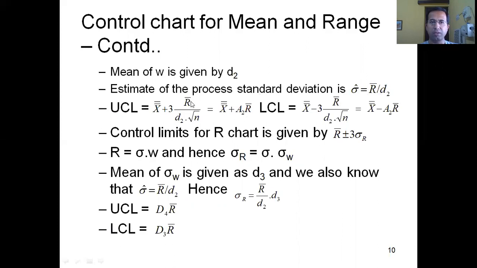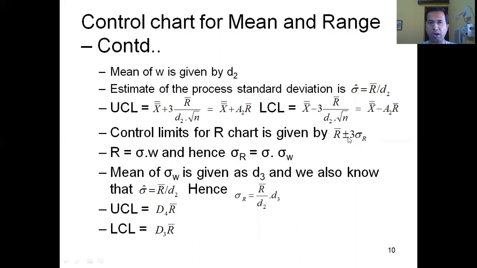Further, this term 3 by D2 root N can be represented as A2. This is also directly available in a certain table which we'll talk about later. So a more simplified formula for the upper and lower control limit is X double bar plus minus A2 R bar. Similarly, this is the control chart for the X bar chart. These are the control limits for the X bar chart.